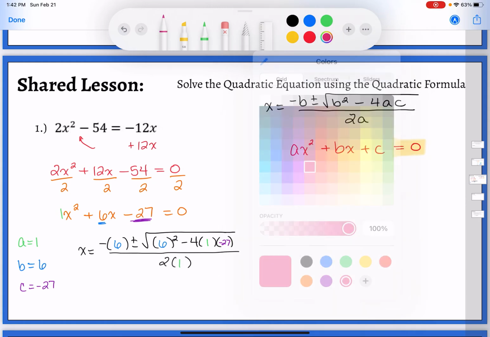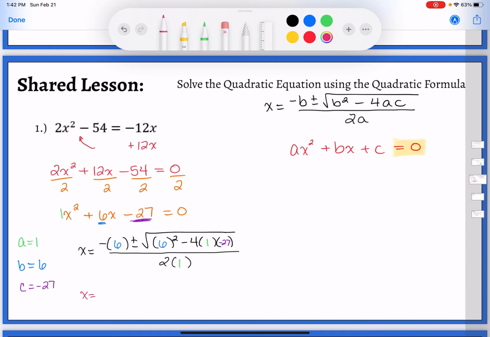Okay, now I start simplifying, right? So I get x equals negative 6 plus or minus the square root of 6 squared, which is 36. Watch your negatives here now, right? Negative 4 times negative 27 times 1. So negative times a negative here is plus. Let's see, 4 times 20 is 80, 4 times 27 is 108. You could always type it into your calculator, that's fine too. And then divided by 2.